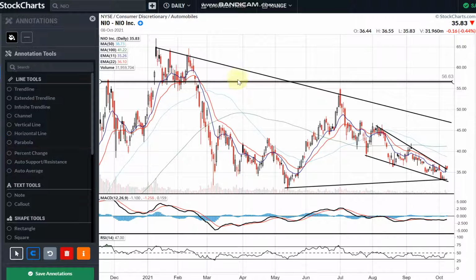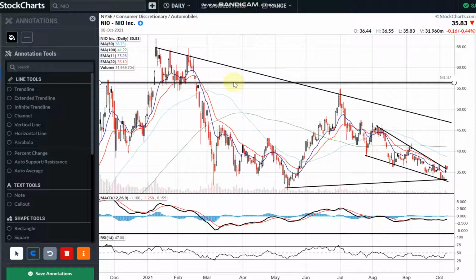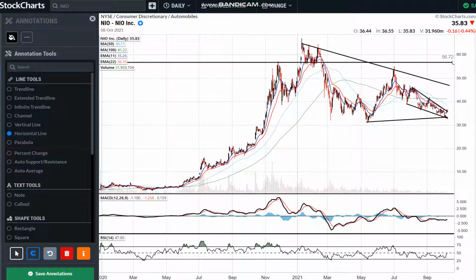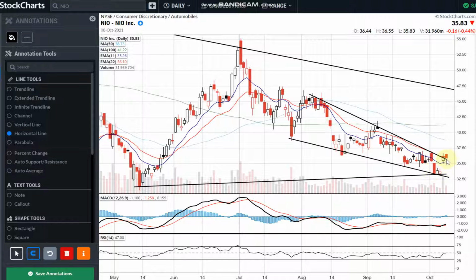In the long run, I'm sure that eventually the price will reach this point. Not sure when, but I'm pretty sure it will at some point in the future. But from a technical standpoint, we see that the price had already broken out of this falling wedge.